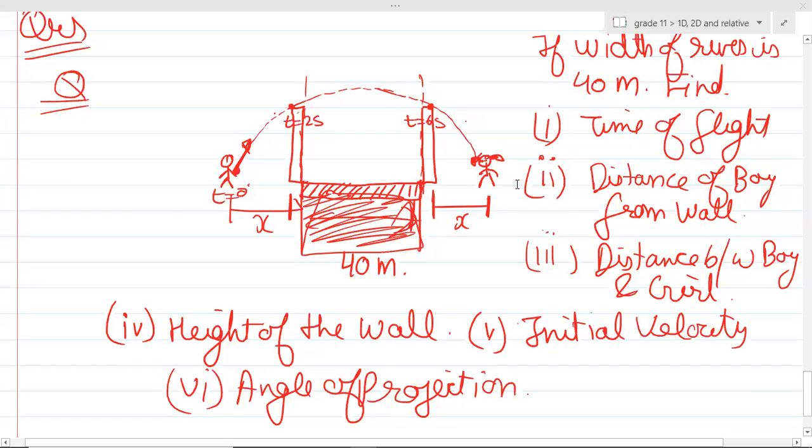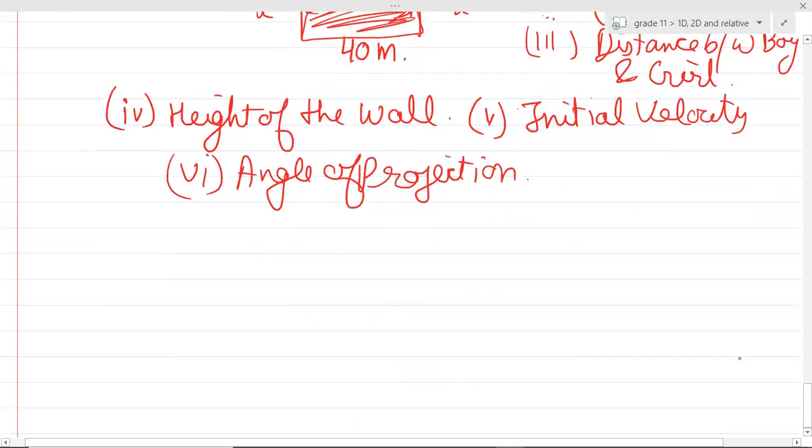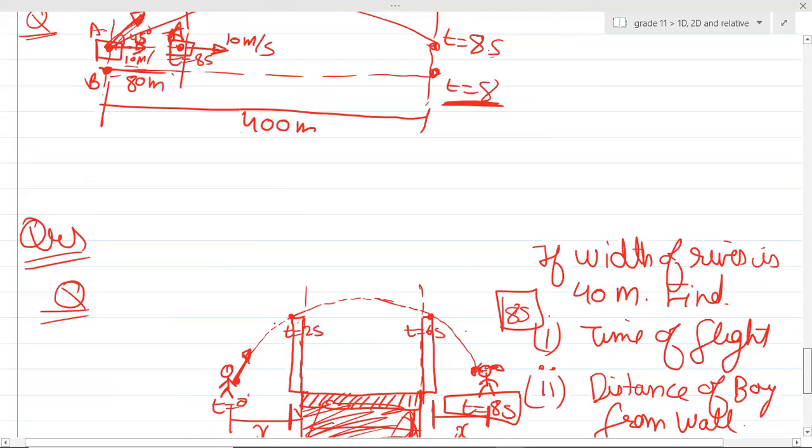So फिर, are you getting my point now? So it reaches over here at t equals 8 seconds. Hence this is your time of flight, which is basically 8 seconds. Any doubt in this? No, sir. Now you need to find out the distance of the boy from the wall. So basically, how will you find out? The total time is how much? 8 seconds.